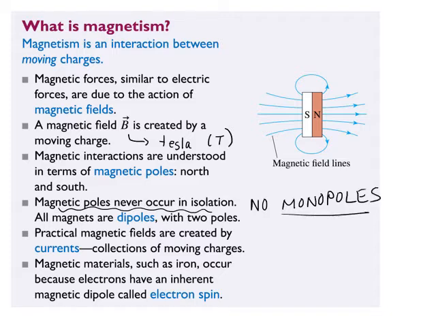I'll add a but to that. Theory does suggest that monopoles exist, but we've never ever observed them experimentally. So I guess there's a Nobel Prize project for you. If you can find a magnetic monopole, I guarantee you will win the prize of that year.